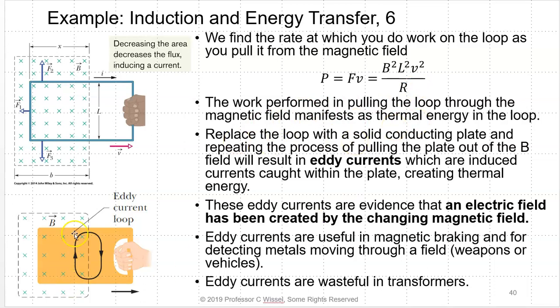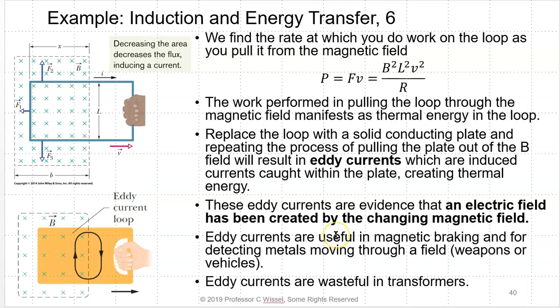We're going to replace the loop with a solid conducting plate, and we can repeat the process of pulling the plate out of the magnetic field. And instead of getting this nice current here, we get all these eddy currents. Eddy currents are induced currents caught within the plates, creating thermal energy. These eddy currents are evidence that an electric field has been created by a changing magnetic field. And notice, this electric field does not begin or end on any charges. Remember I told you a long time ago that we're going to encounter an electric field that doesn't begin or end on charges? Here it is.